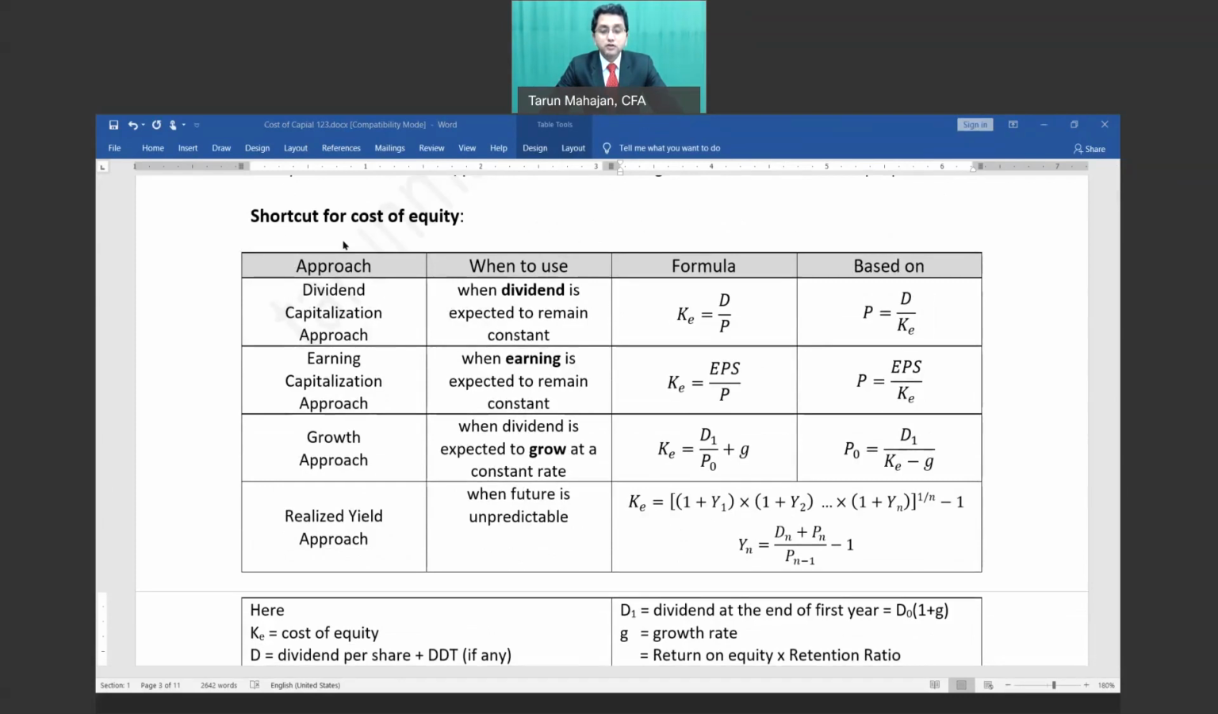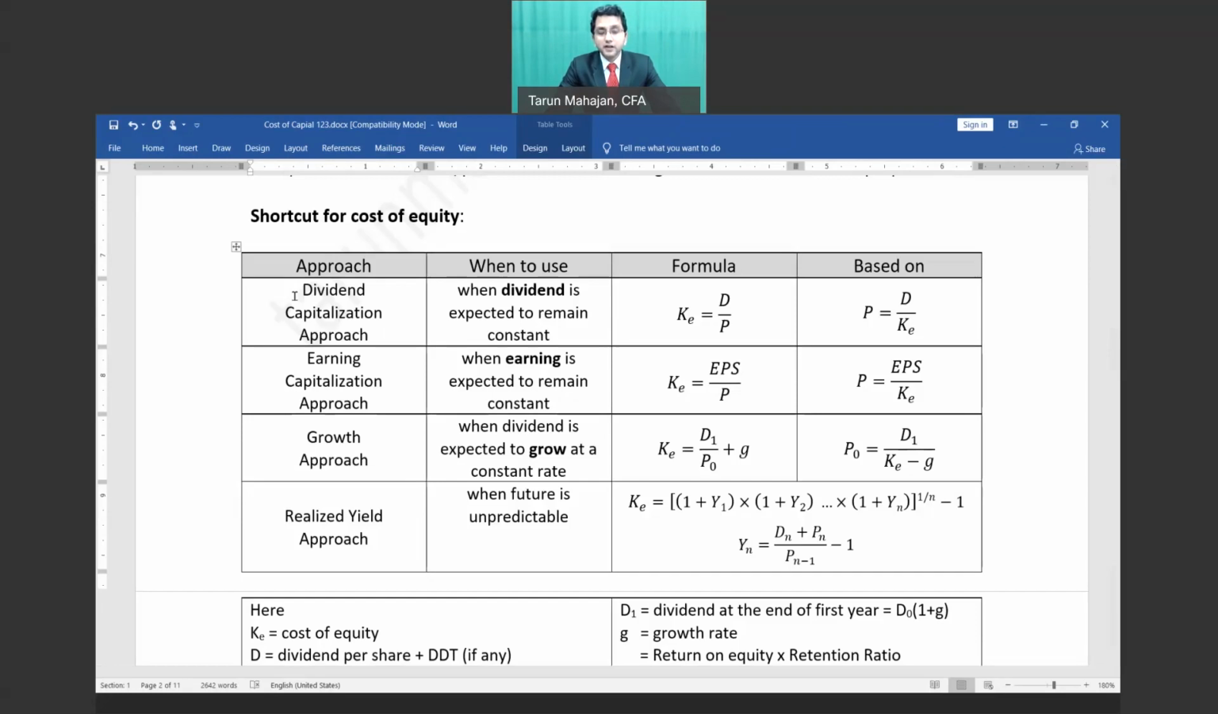Now let's talk about shortcut for cost of equity. The proper method for any source is the trial and error interpolation method. In case of equity, we actually have 5 approaches. In case of debentures and preferentials, in case of debentures, you pay fixed amount of interest each year. In case of preferential, you pay fixed amount of dividend.